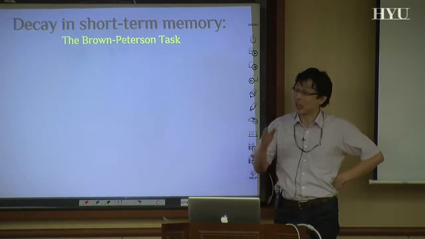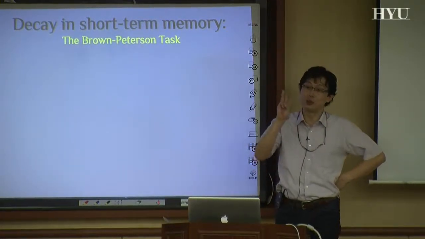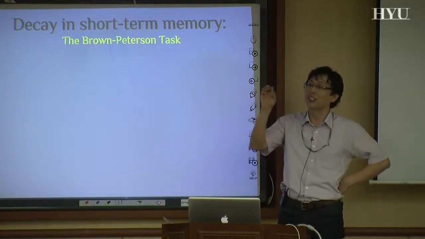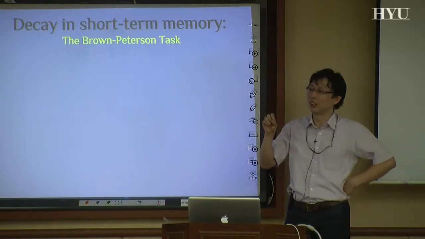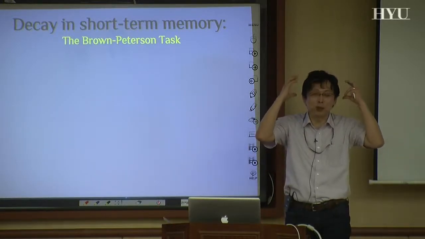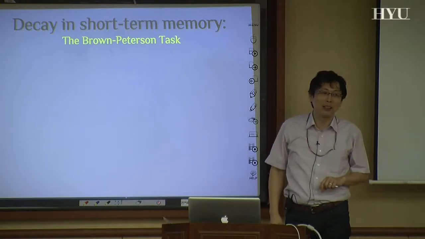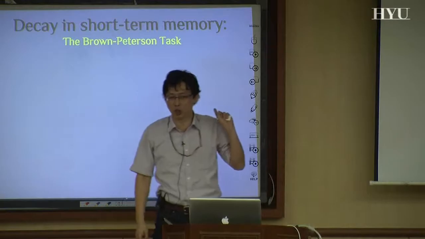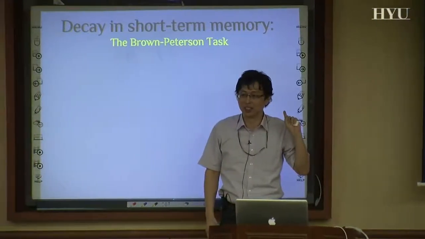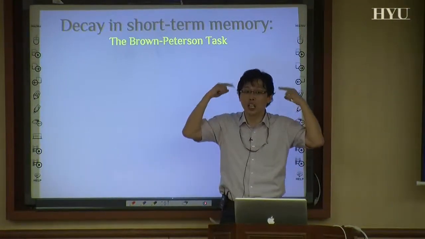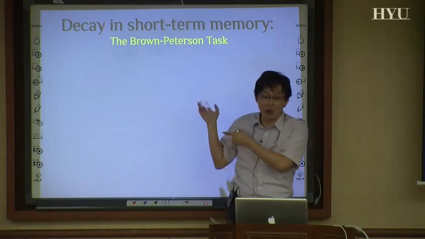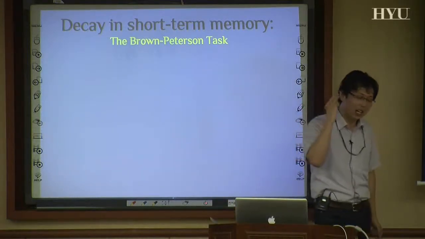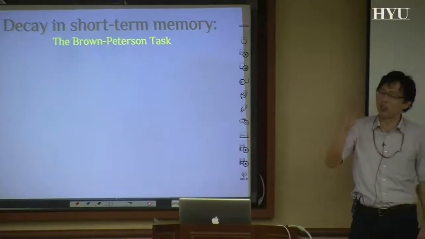Which means count backward by 3 from 100. Okay, which means 100, 97, 94. Don't talk to me, just keep doing it. I'm trying to prevent you from rehearsing the number I will show. So when I say start, you have to keep counting backward by 3 from 100.